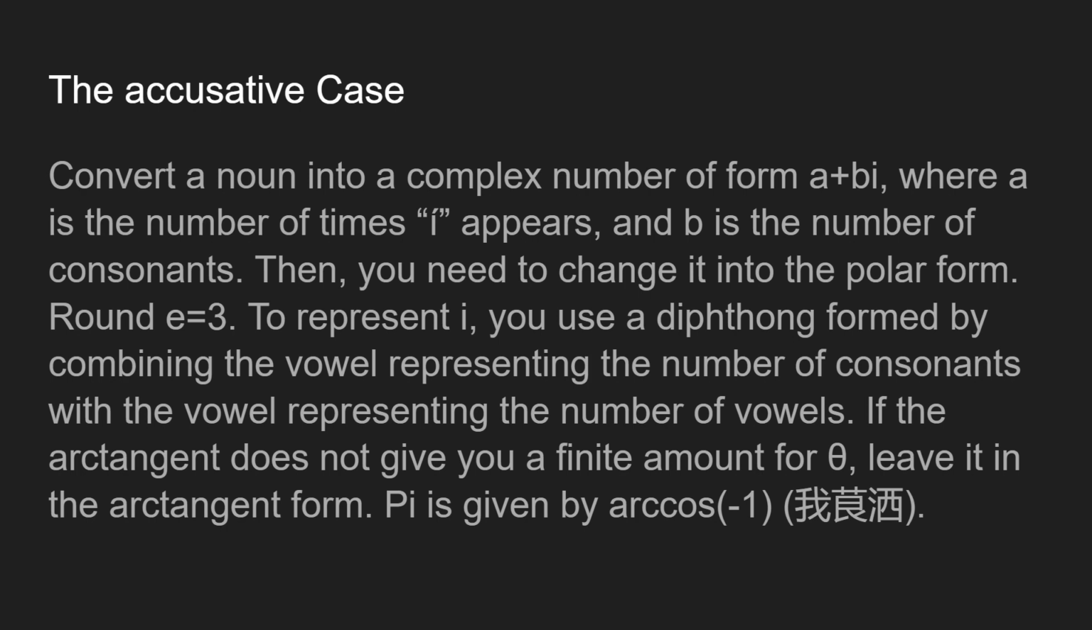And to represent i, you use a diphthong formed by combining the vowel representing the number of consonants with the vowel representing the number of vowels. So, like if there were 3 consonants and 1 vowel, that would be the diphthong representing i. And then, if the arctangent gives you a result in terms of pi, then you write it in pi. Otherwise, you round it to 2 decimal places. And pi is given by the arc cosine of -1.